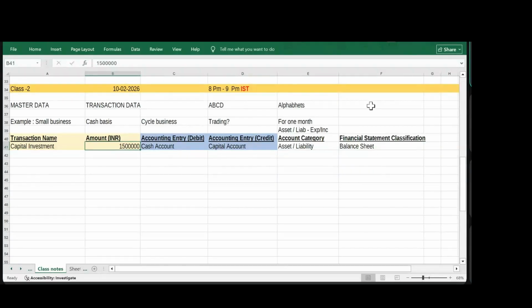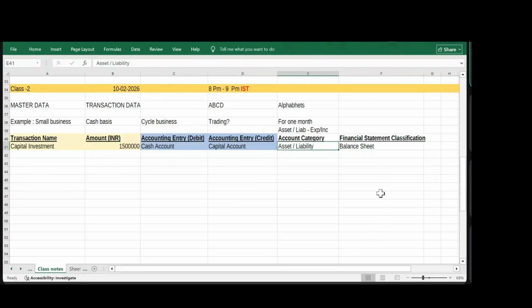We have these four: assets, liabilities, expense, and income. Your entire world cannot go out of this. It's an asset or a liability or an expense or an income. Within these four categories only it should sit. Now in this account category, these two fall under what? What is cash? What is capital account? Cash is your asset. Capital account is your liability.